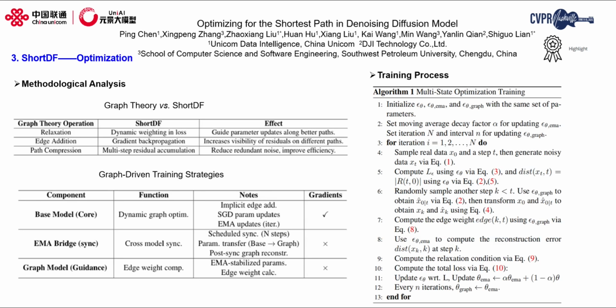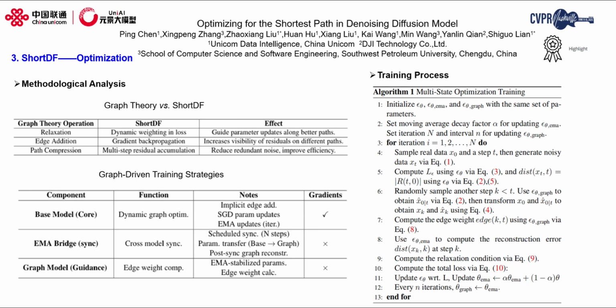We draw a connection between our method and graph theory. The relaxation operation in shortest path algorithms is analogous to minimizing a conditional loss. Each update in the model is like adding an edge in an implicit graph to compress the path. When step T is relaxed using step K, it's equivalent to adding a new edge with a better reconstruction estimate. To train this setup effectively, we propose a multi-state optimization strategy using three models: a base model, a graph model, and an EMA model. All share the same architecture but differ in their parameters.